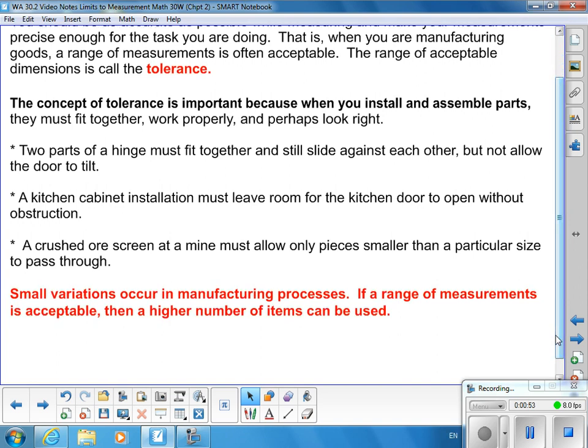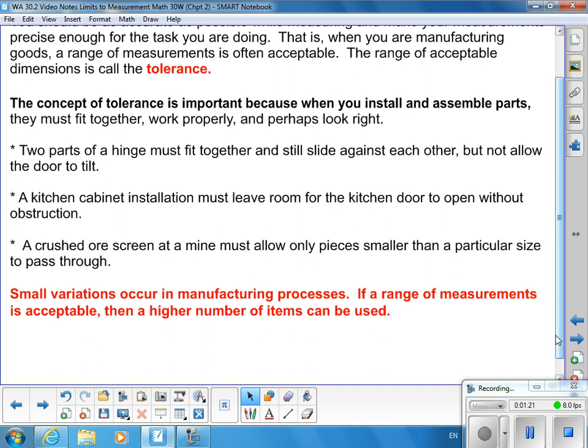The door could be a little bit bigger, a little bit smaller, but not too big, otherwise it's going to hit the counter. A crushed ore screen at a mine must allow only pieces smaller than a particular size to pass through, otherwise equipment could jam up or get broken. So small variances do occur in manufacturing processes. When you're making bolts and nuts, for example, they're not always going to be exactly, perfectly the same size, but they have to be within a limit of tolerance.